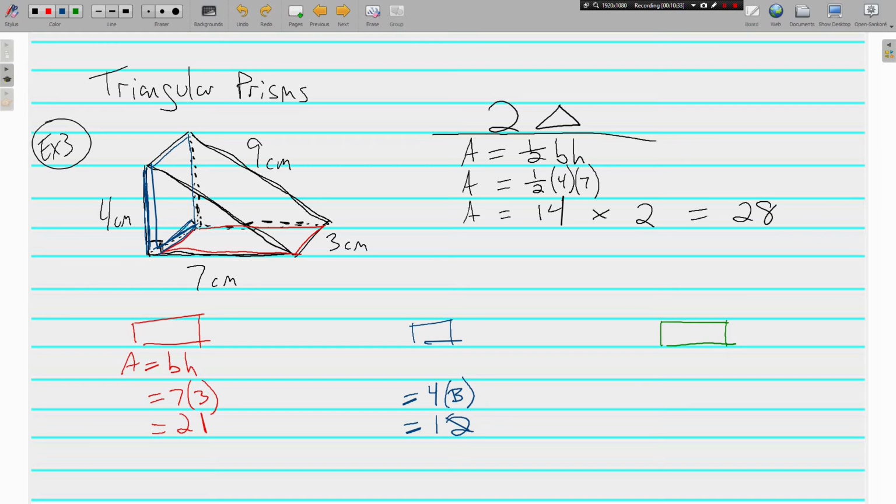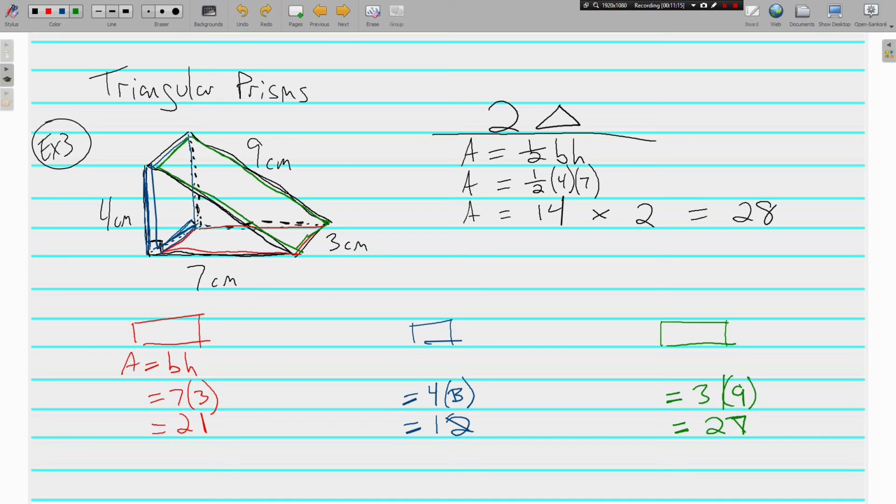And there's one more rectangle. We did the one on the bottom, we did the one on the back on the left side, and there's one more that makes up the ramp on the front. One more rectangle. Length times width, base times height. We're going to have 3 by 9. 3 times 9 is 27.